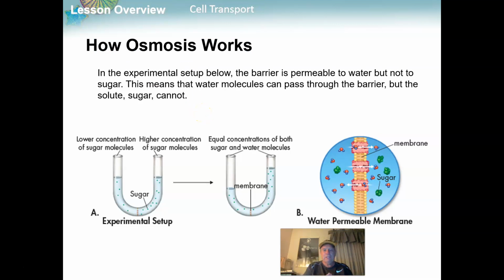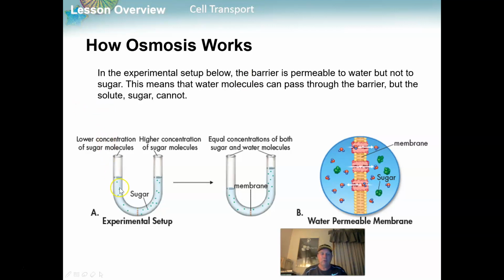In the experiment set up below, that's what they're talking about here, the barrier is permeable to water. Where's that barrier at? That barrier is right here. And they're showing you the blow-up picture of the water permeable membrane. The barrier is permeable to water, but not sugar. So the water can get through, but that sugar can't. This means that water molecules can pass through the barrier, but the solute, the sugar, cannot.